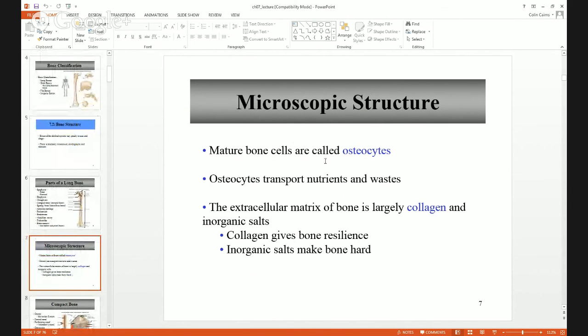Mature bone cells are called osteocytes. Osteocytes transport nutrients and waste. There's an extracellular matrix around the bone cells that's largely collagen and inorganic salts. The collagen gives bone resilience, and the inorganic salts make bone hard.